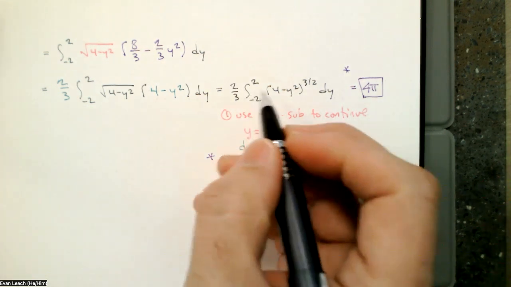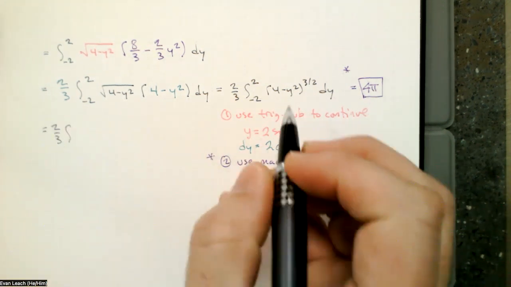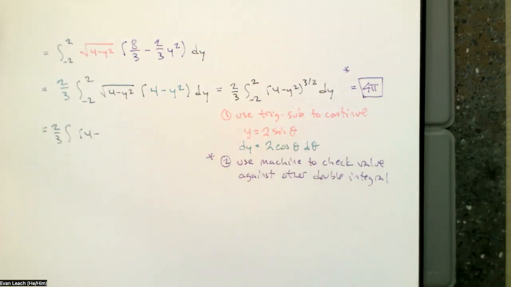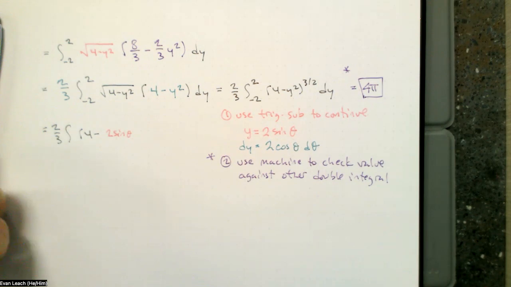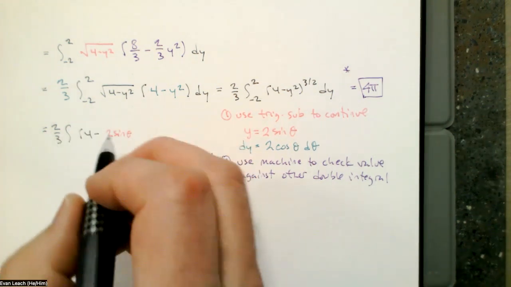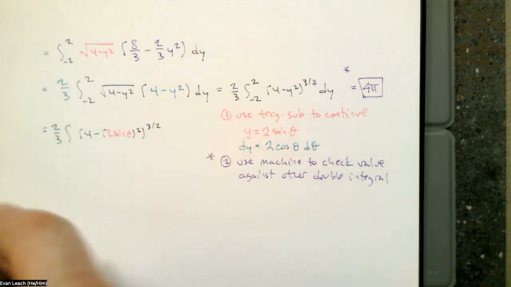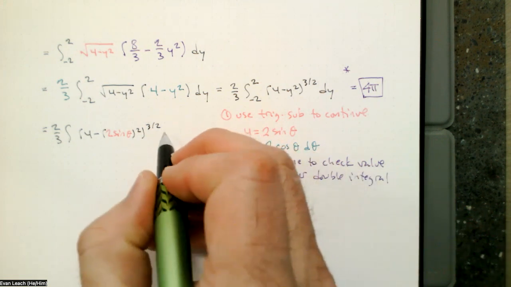So I've got 2/3 the integral of 4 minus (2 sine theta) squared, to the 3/2. When you're doing substitution, all the y have to become theta. So I also have a 2 cosine theta d theta.